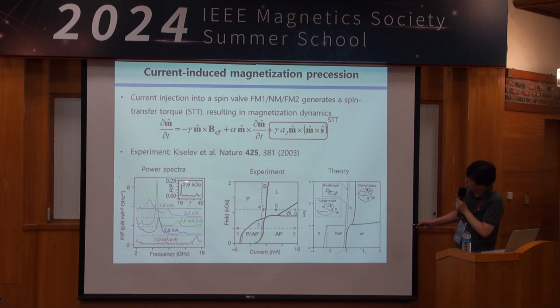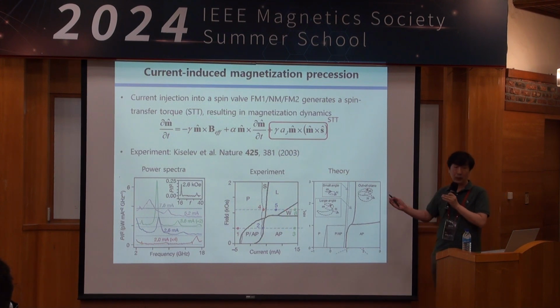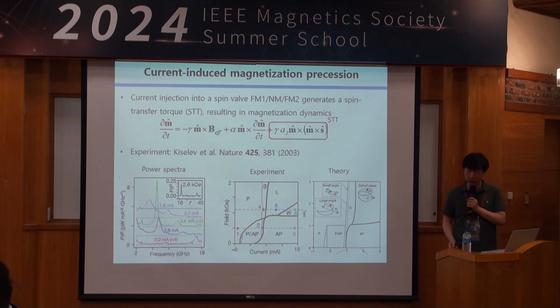And this is the experimental result, and they plot a kind of phase diagram depending on the injected current and applied magnetic field. This region is the hysteresis region. P and AP are both stable. Here AP is stable, here P is stable. Here there is a large angle precession, and there is some weird region. That's why they named it W, because they couldn't understand why this region appears.